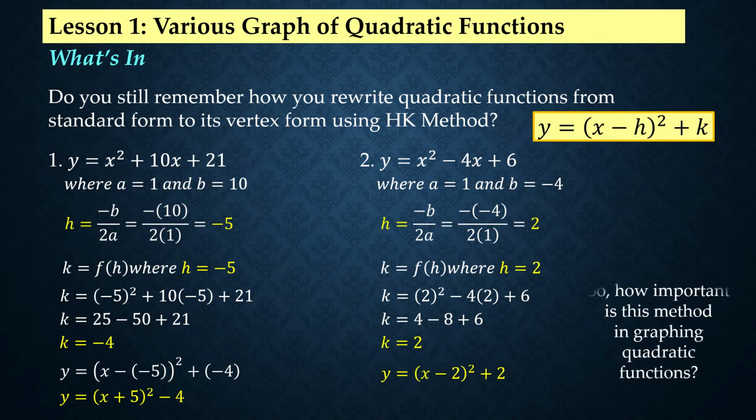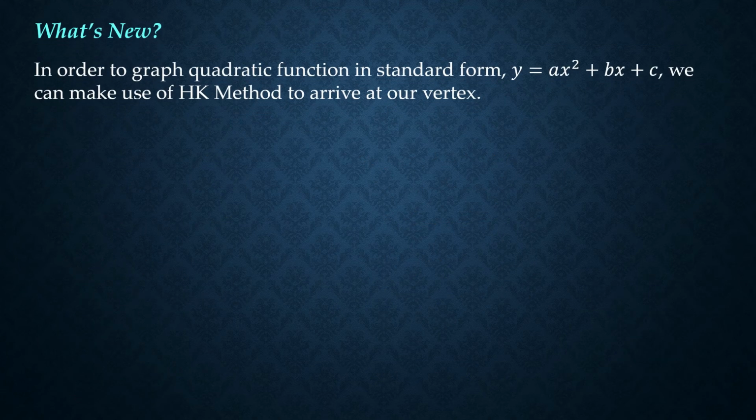So, how important is this method in graphing quadratic functions? That is our main discussion, how do we graph quadratic functions? In order to graph a quadratic function in standard form, which is written as y is equal to ax squared plus bx plus c, we can make use of the HK method to arrive at our vertex.